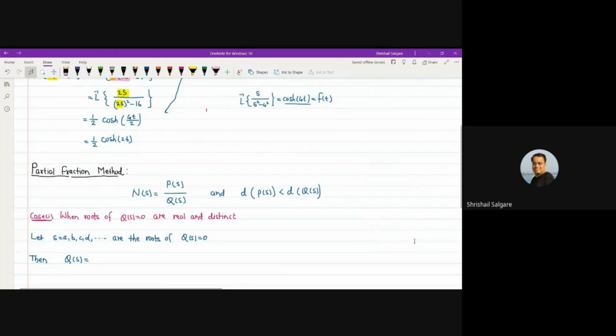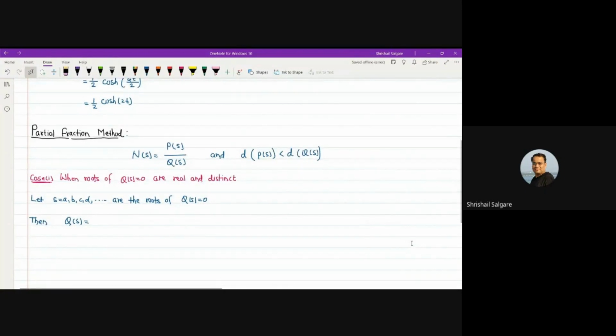I think you have already studied the partial fraction method in a different way. I am going to explain the formulas. Sir, if you have a as the root, then the first factor is s minus a.